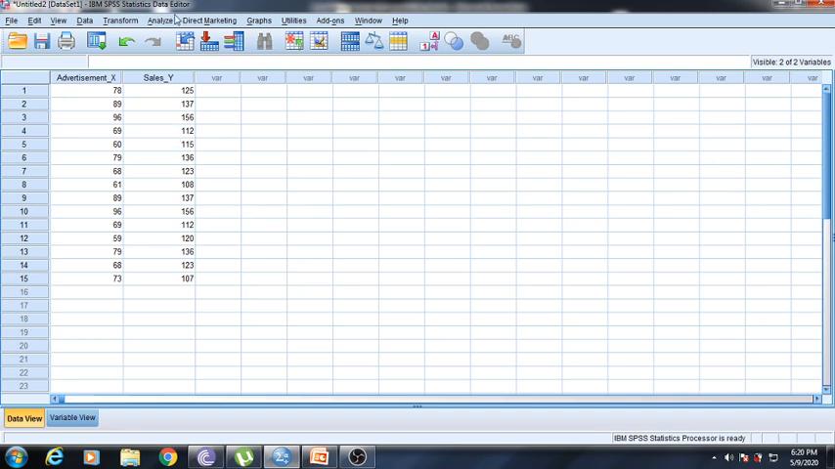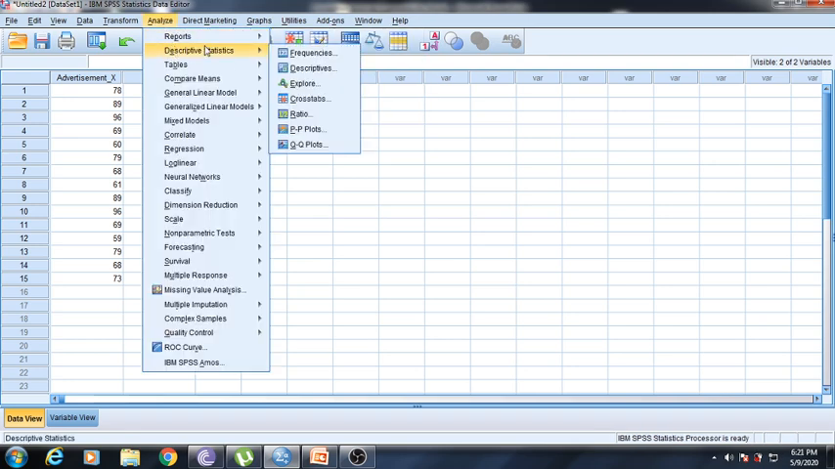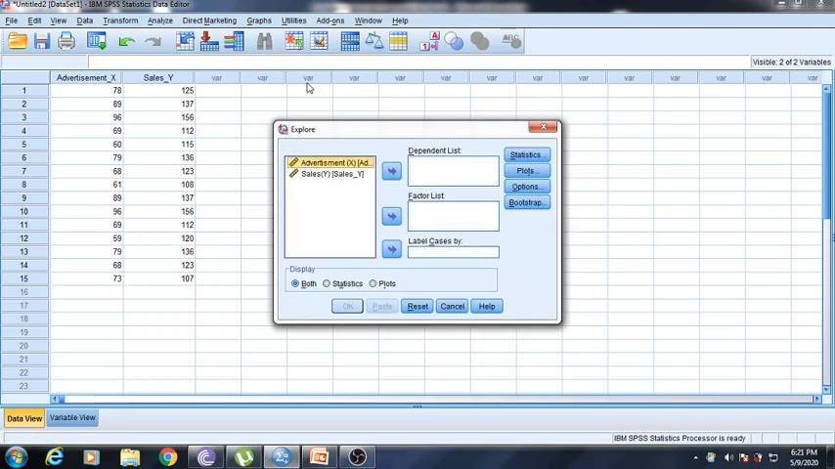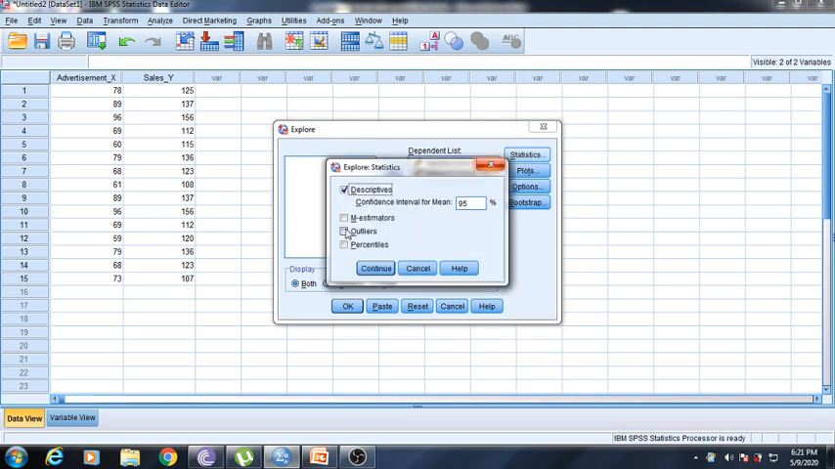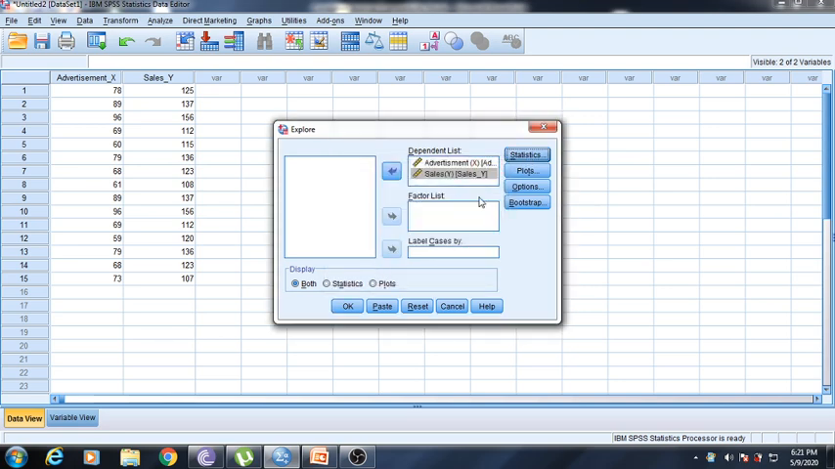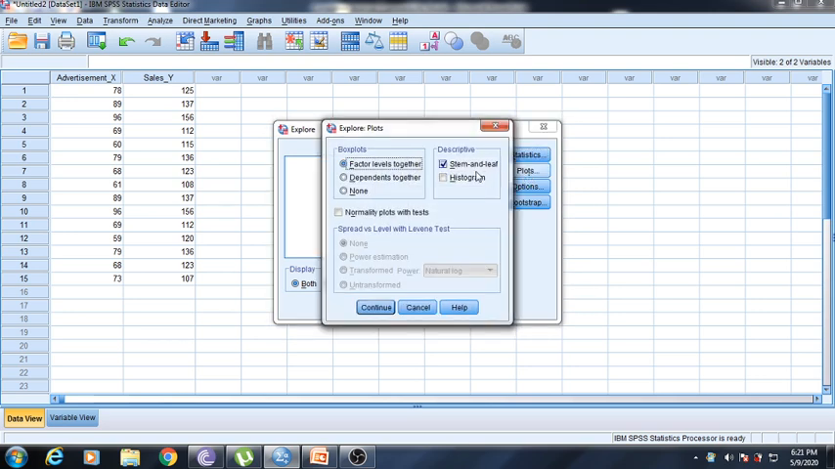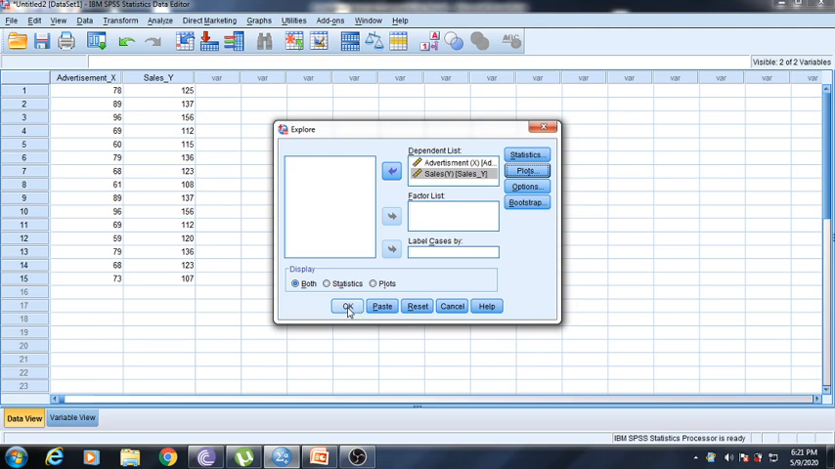So now we'll go to Analyze, then Descriptive Statistics, and then Explore. In Explore, we will take advertisement expenses to the dependent list, and sales also. Then in Statistics, we will click outliers, then continue. And in Plots, we will remove stem and leaf. We'll click histogram, and then normality plots with tests. So we'll continue, and then OK.